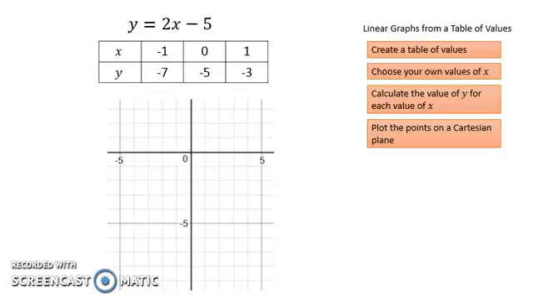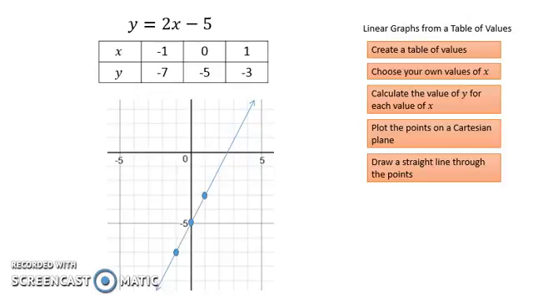Next thing we have to do is we have to plot these points on a Cartesian plane. So you need to draw this up fairly neatly and use a ruler and measure your distances very carefully so that it looks good. So we're going to plot our first point, -1, -7. Remember that our x-axis follows horizontally and our y-axis is vertical. Next point is 0, -5. And finally 1, -3. We then need to join the points together and draw a straight line all the way through the points. So we'll do that now.